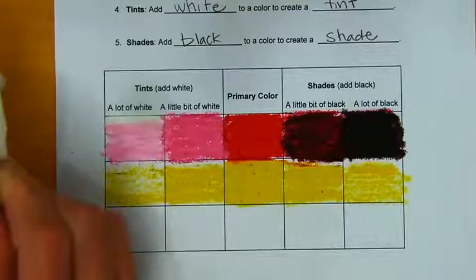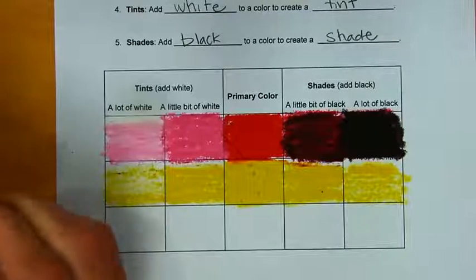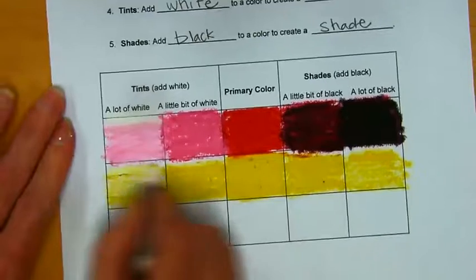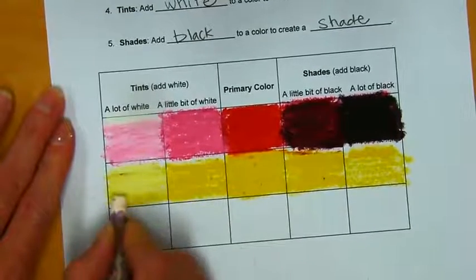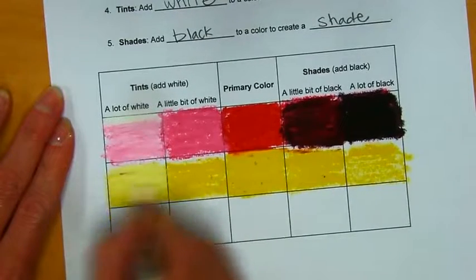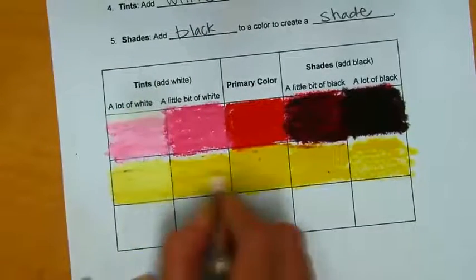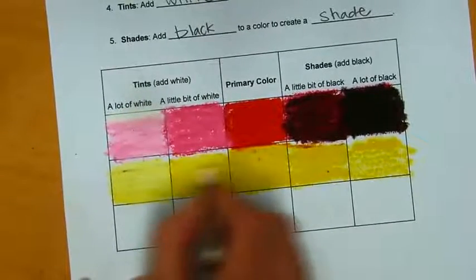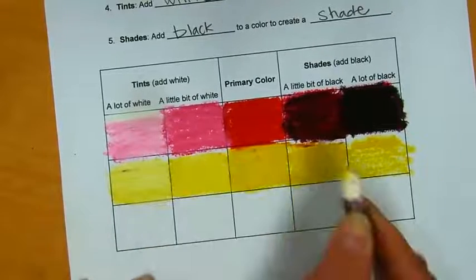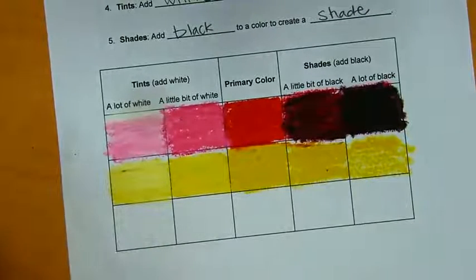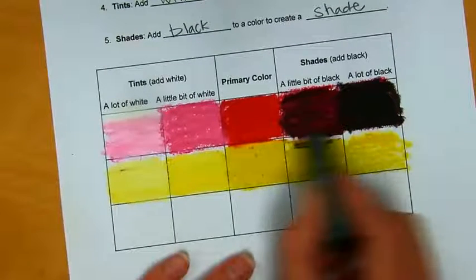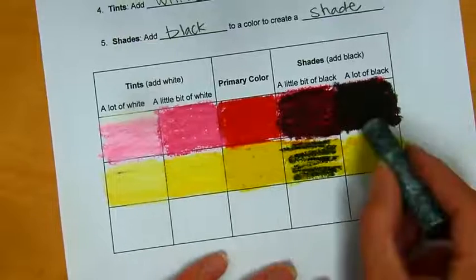Looks like my white's pretty pink, so I need to clean that real good before I put it back, or before I use it again. All right, so my first one's really white. My second one has some white. Sure, it looks lighter than the one next to it. Clean that off. And then I can take out my black. I'm going to put a little bit of black and then a lot of black.